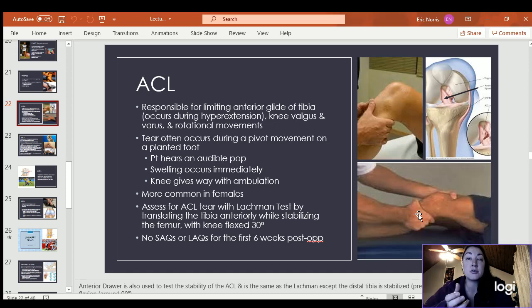The ACL is what blocks anterior translation of the tibia. So you're pulling the tibia forward to determine, is the ACL doing its job in blocking this movement? If there's a significant amount of movement there, then we know there's probably a full tear of the ACL.